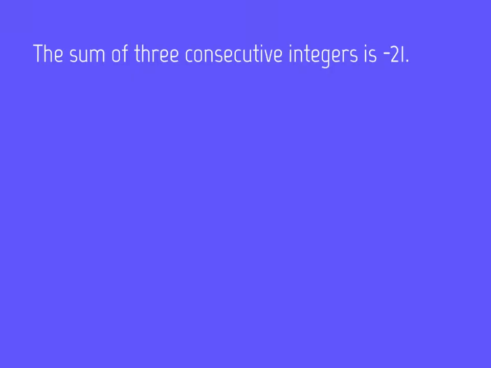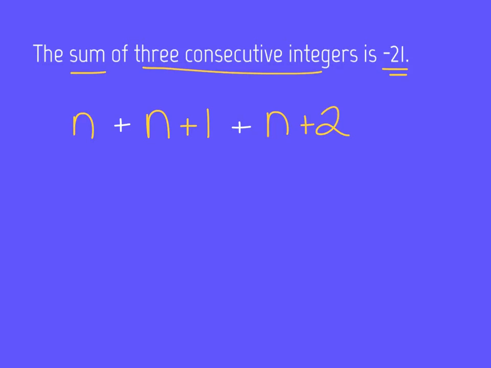All right, this problem tells us that the sum of 3 consecutive integers is negative 21. So if we use n to represent our first integer, then we'll be adding to that our second integer, which is n plus 1, right? One more than that. And then we'd be adding to that our third integer, which is n plus 2, which is 2 more than our first one was.